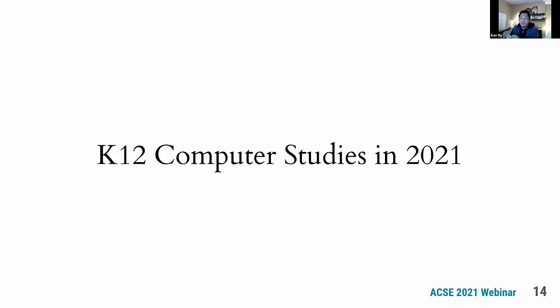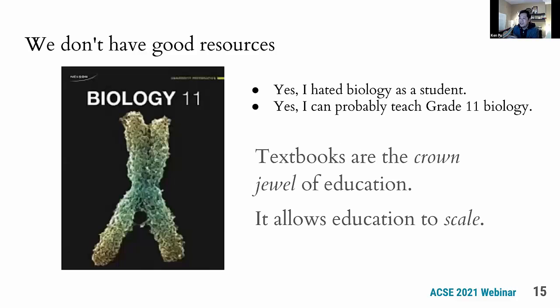K-12 computer studies in 2021, okay? There's a sense of urgency because in Canada, half of the adult population can pass a high school assessment. I think that's a real sense of urgency among educators. I certainly identify myself as one. Now, I want to think of this as a running joke, maybe. I don't know.